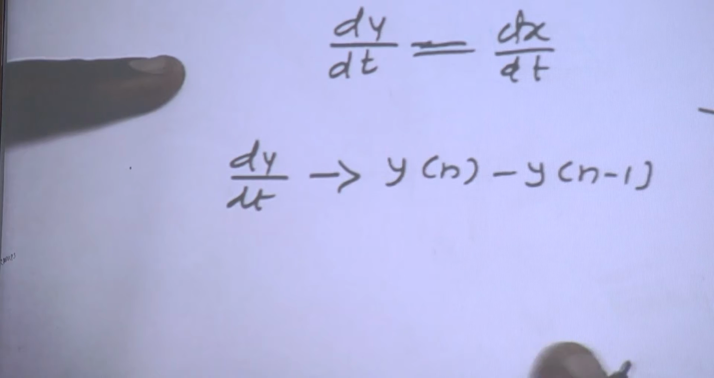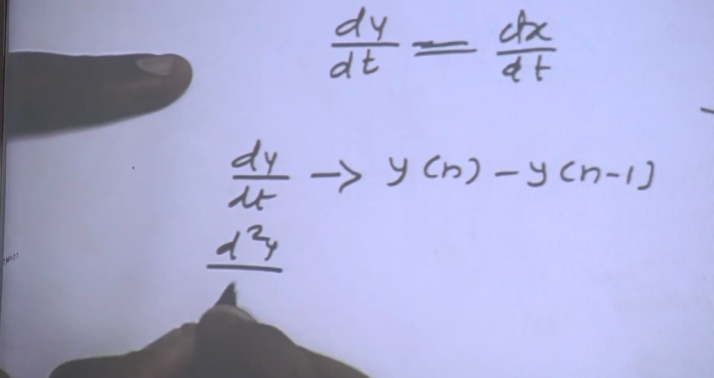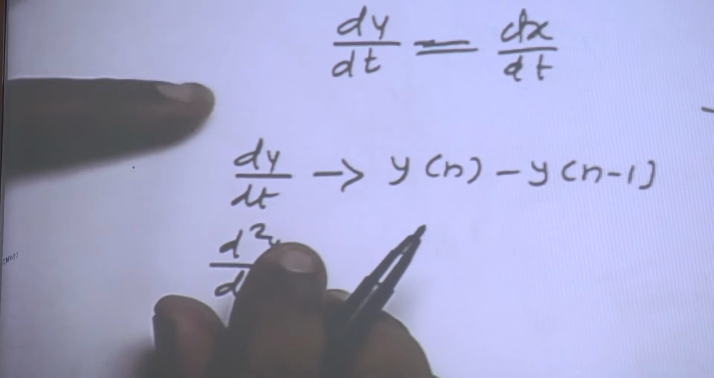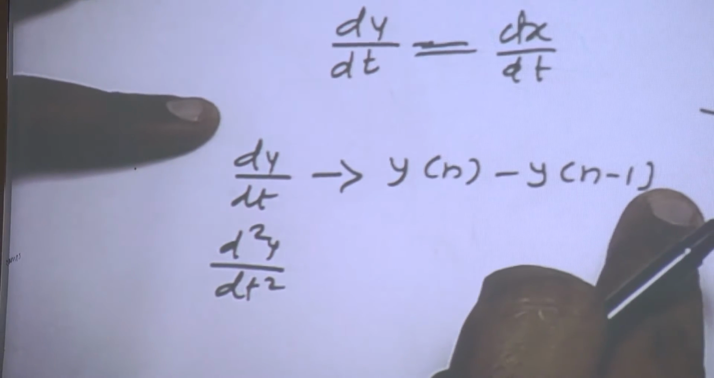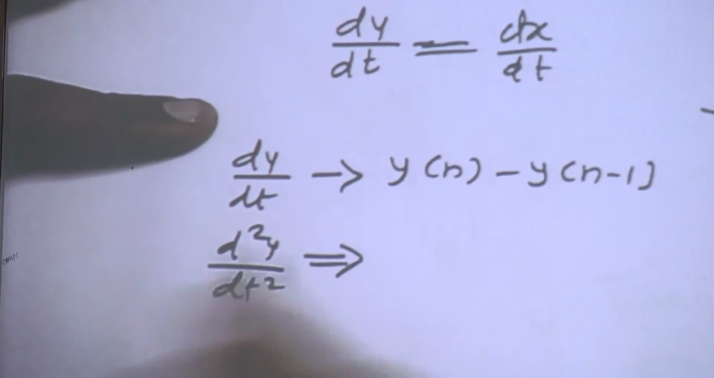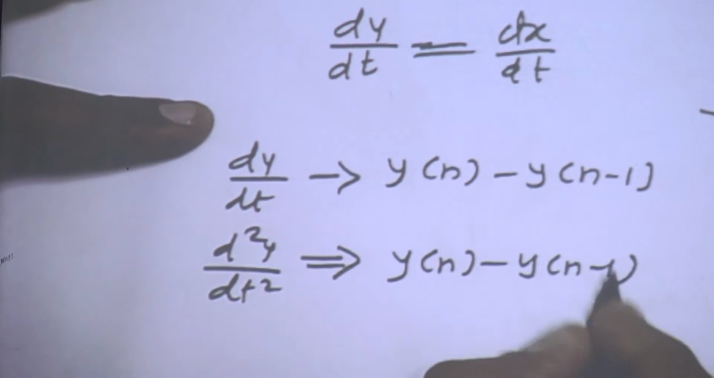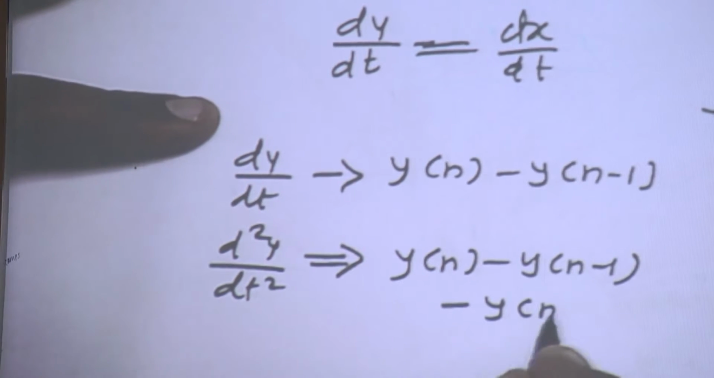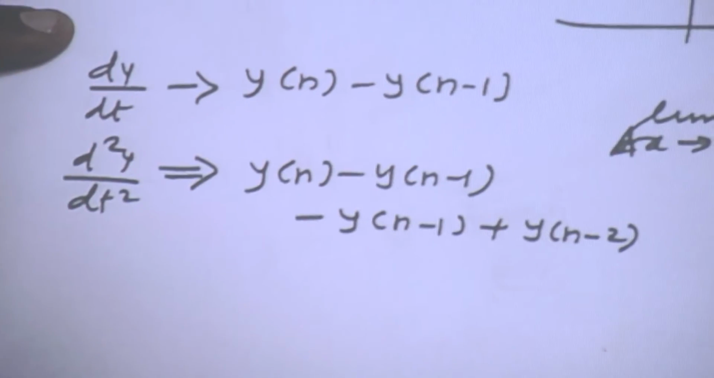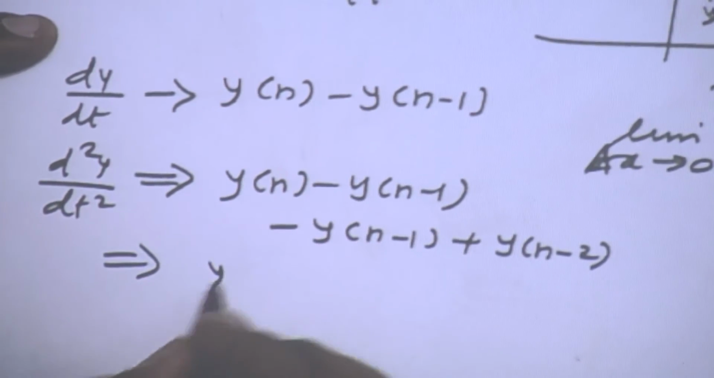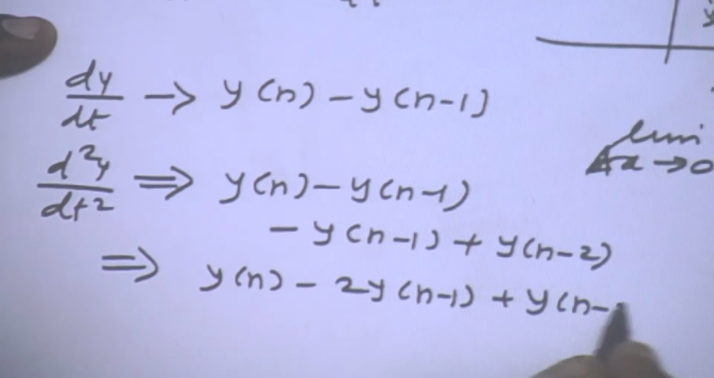Alright, nth value minus n minus 1th value. How do you write d2y by dt2? Can you tell me? It is d of this minus d of this. So how can that be written? Y of n can be written as y of n minus y of n minus 1, and y of n minus 1 can be written as y of n minus 1 minus y of n minus 2. So that minus minus becomes plus. So overall, d2y by dt2 is y of n minus twice y of n minus 1 plus y of n minus 2.